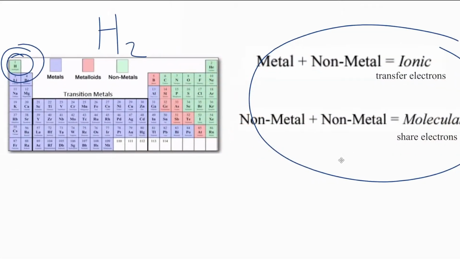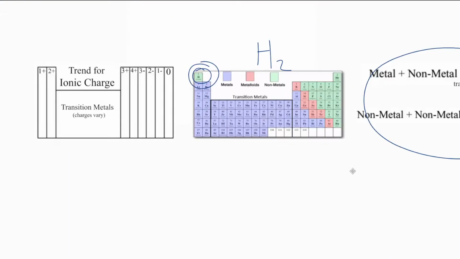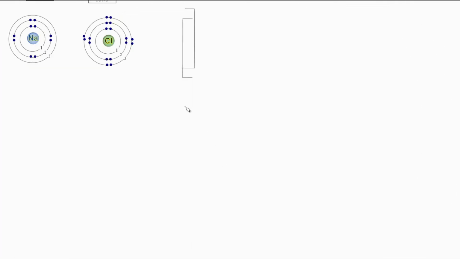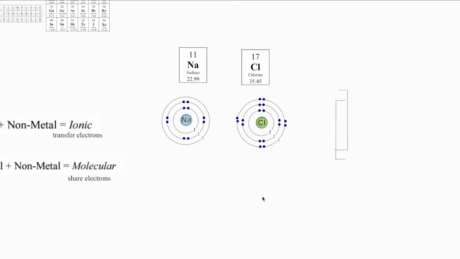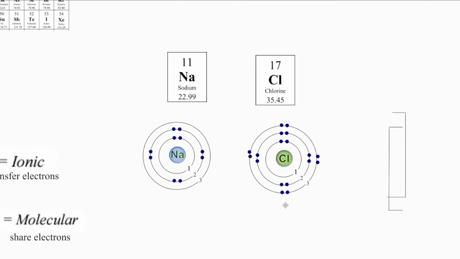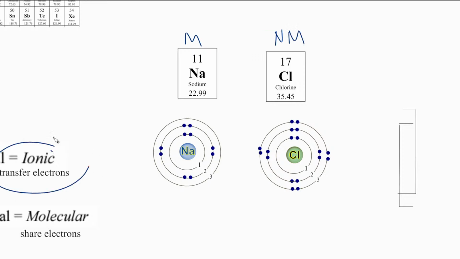So let's go down and let me show you how we might use this information to understand an ionic bond. Thank you, Fran, for letting me know it's all good. So for sodium, we have this metal here. Thank you, Chloe. We have a metal and a nonmetal. So we know it's going to be ionic, and we're going to transfer electrons.